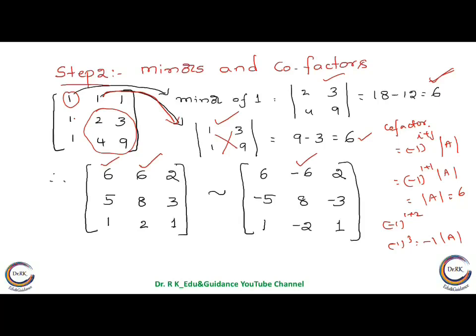So like this we first find minors of each and every element. Similarly, minor of 1, leaving that row, leaving that column, that is 1 into 4 minus 2 into 1. Like this, this is the minor of this element 1, this is the minor of this element 2, and this is the minor of this element 3. Similarly this is the minor of this element 1, this is the minor of this element 4, this is the minor of this element 9. After having minors, then we have to find cofactors.